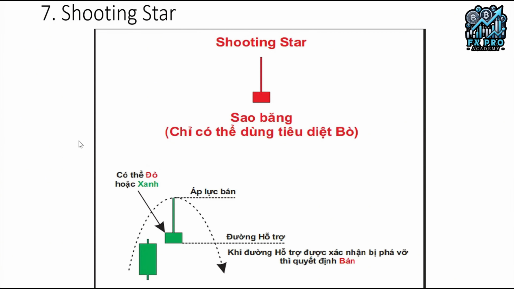Next, let's move on to the next type of candle, which is the shooting star. This shooting star candle is similar to the hanging man. It appears at the top, at the peak of an uptrend, signaling a reversal trend. The shooting star candle looks similar to the inverted hammer.